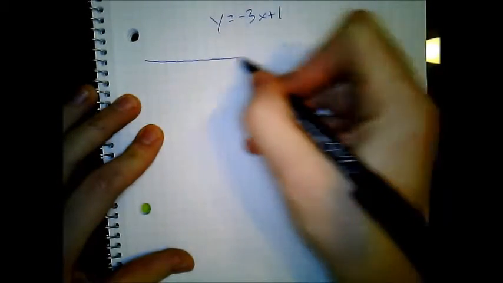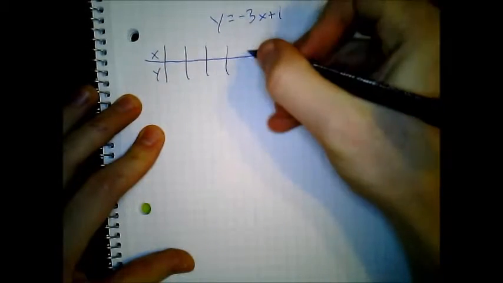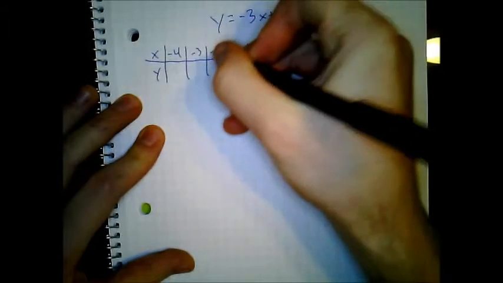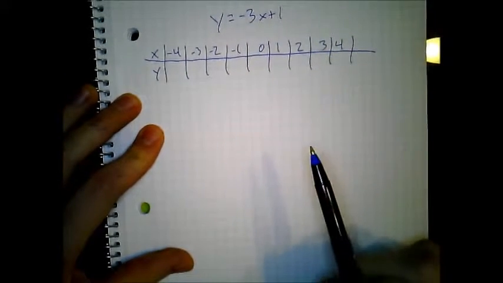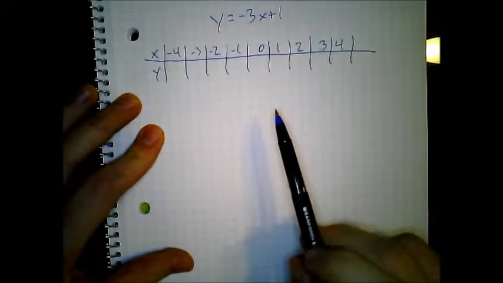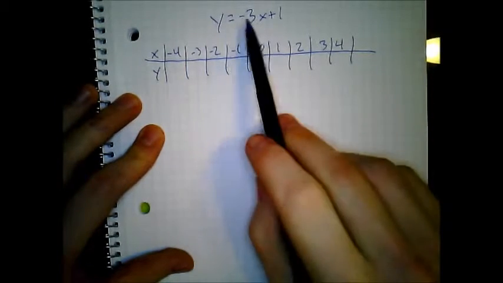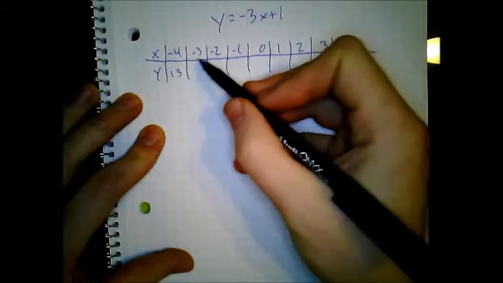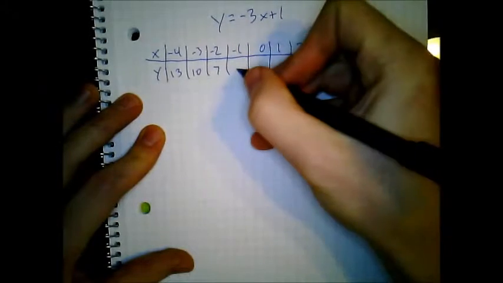Okay, so again, we want to make a table. Just our input-output table. And we're choosing our own input values. So we're going to go from -4 to +4. And we look and we want to understand what this rule is saying. y equals -3x plus 1 means we're multiplying our input by -3 and then adding 1. So for all of our x values, we're going to multiply it by -3 and then add 1. -3 times -4 is +12, plus 1 is 13. -3 times -3 is +9, plus 1 is 10. Okay, and just so on throughout this table.